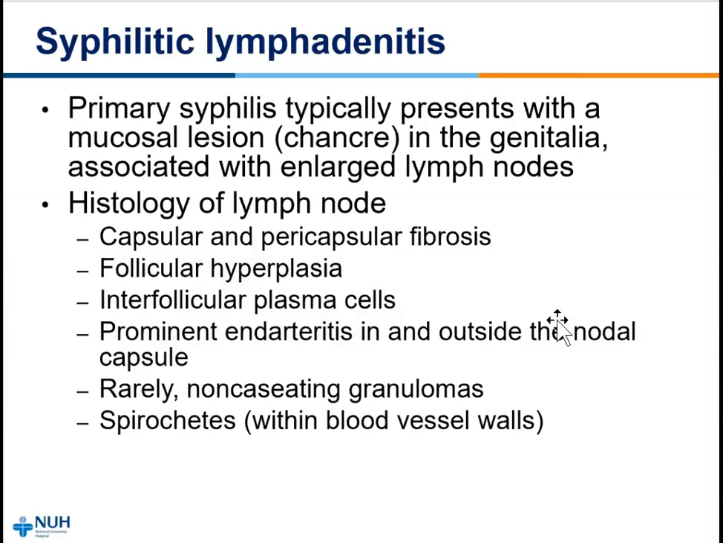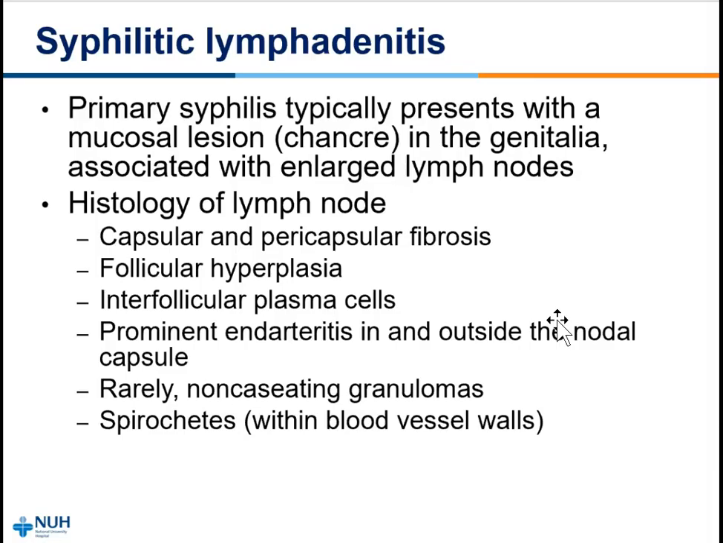To recapitulate, primary syphilis typically presents with a mucosal lesion known as a chancre in the genitalia, often associated with enlarged regional lymph nodes. If you biopsy the regional lymph node, the typical histological features are capsular and pericapsular fibrosis. The lymphoid follicles are hyperplastic, and the interfollicular region may contain numerous plasma cells.